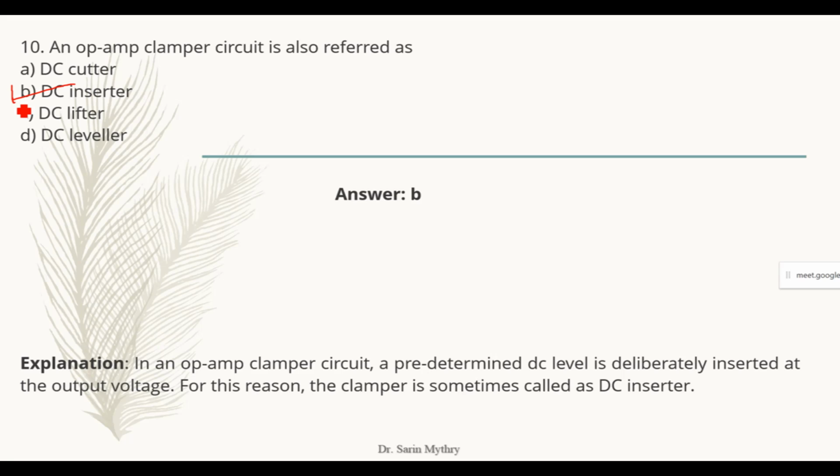Let us see the explanation for this one. In an op-amp clamper circuit, a predetermined DC level is deliberately inserted at the output voltage. Why are we deliberately inserting a DC level? In order to get the desired DC output. For this reason, a clamper is sometimes called a DC inserter. So option B is the correct one.